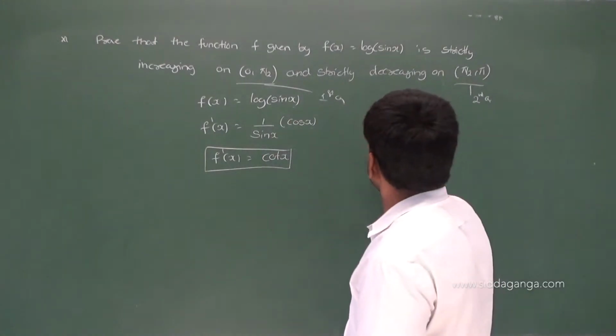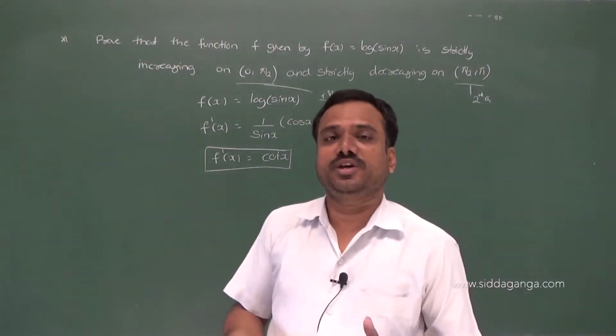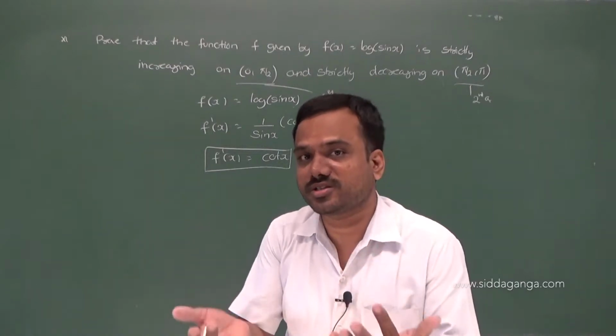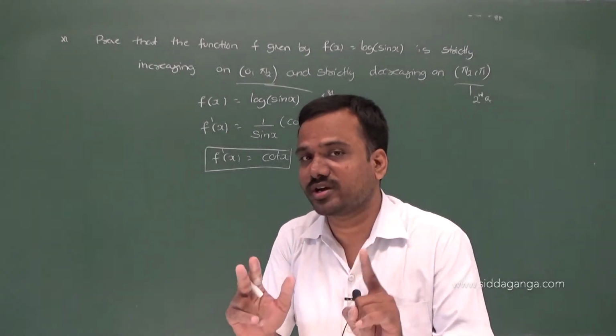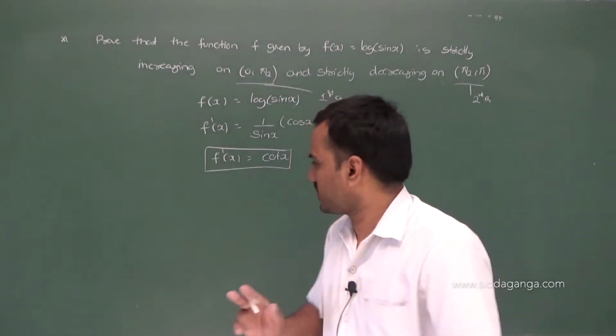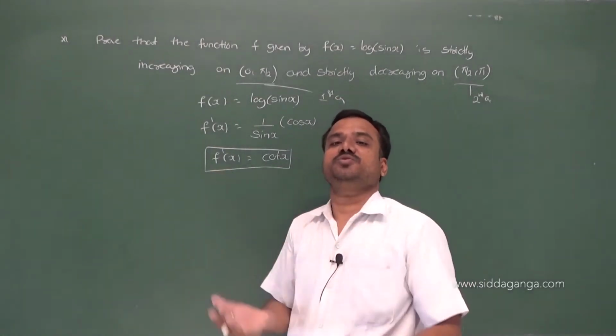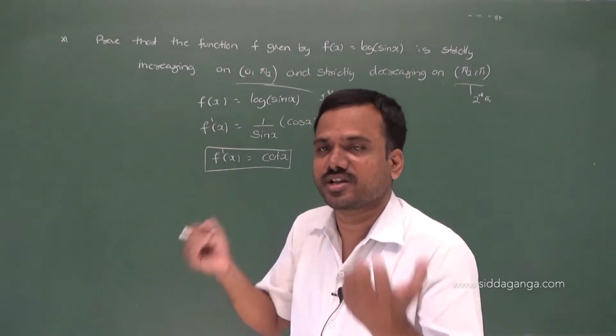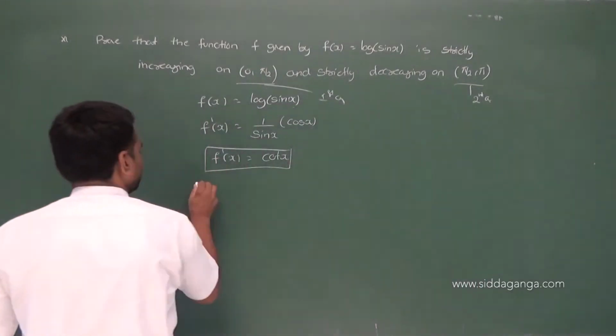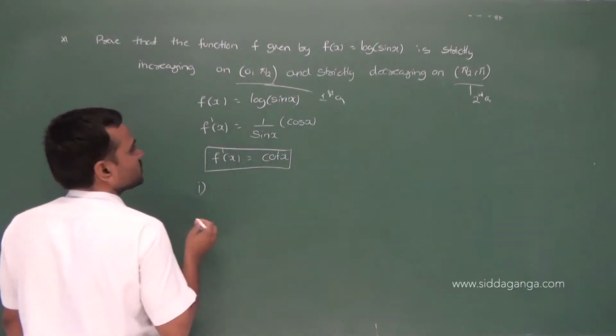Correct? In the interval pi by 2 to pi, cot is in the second quadrant. In the second quadrant, cot is negative. Cot is negative means f dash of x is negative. F dash of x is negative means it is what? Strictly decreasing function. That also you have to write. First one over. Problem is over.